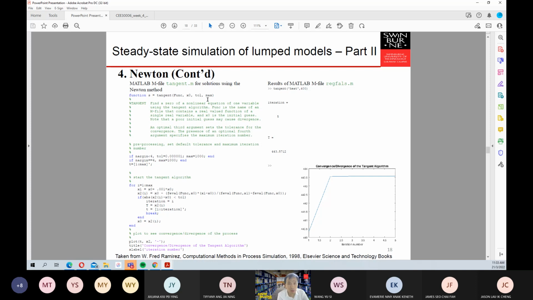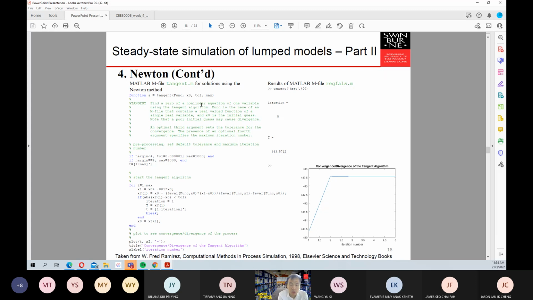The difference with the regular false position method is that it only uses one initial value in here. Okay, so you have 4 input arguments that you need to put in. If the number of argument inputs is less than 4, it will automatically set the tolerance equal to 0.00001, which is 1 multiplied by 10 raised to the power of minus 6. Okay, the max iteration it will define as 1000.